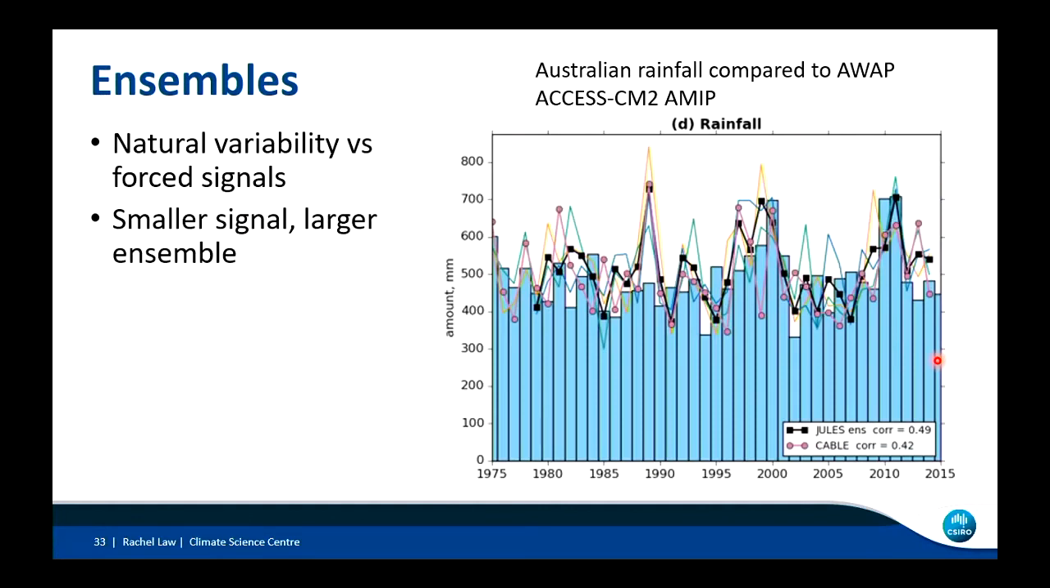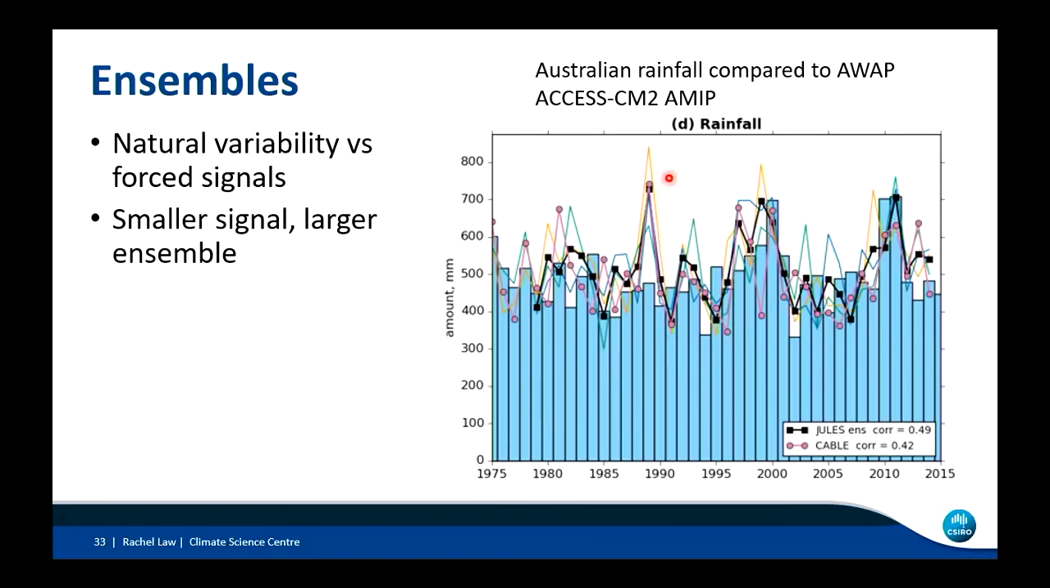Just a quick word on ensembles. Ensembles are important. They help us to distinguish between what's natural variability and what's a signal forced by the forcing. The smaller the signal you're looking at, or the smaller the area, the larger the ensemble you'd probably want to look at. These are some AMIP runs, so there was an ensemble of three runs using the UK Met Office land scheme JULES, and at this point only one ensemble member which had CABLE in. This is for Australian rainfall.